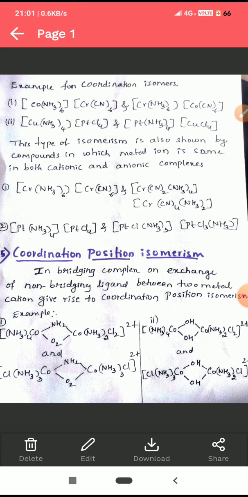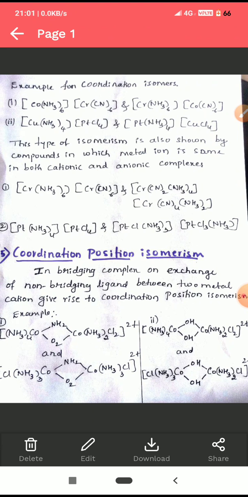Coordination position isomerism is observed in complexes having bridging ligands or bridging complexes. There is exchange of non-bridging ligand. The bridging ligand does not do anything here. There is an exchange of non-bridging ligand between the two metal cations. They give rise to coordination position isomerism. This is about structural isomerism and the types of structural isomerism with examples.